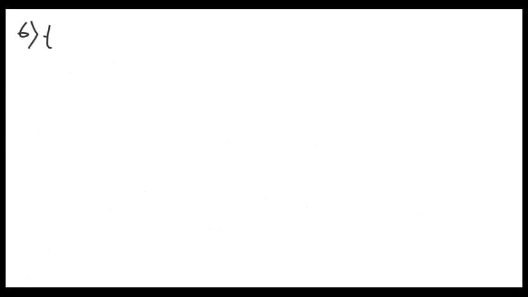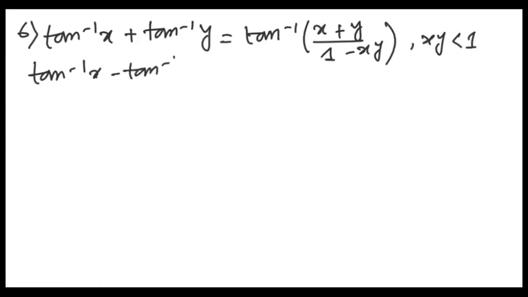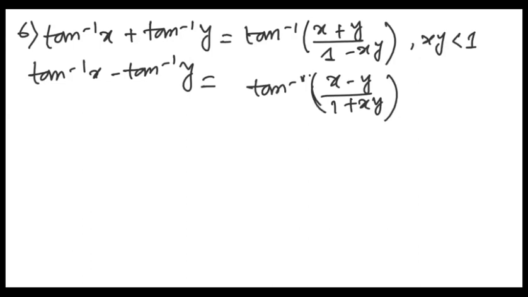Property 6 says tan inverse x plus tan inverse y is equal to tan inverse of (x plus y) divided by (1 minus xy), where xy is less than 1, and also tan inverse x minus tan inverse y is equal to tan inverse of (x minus y) divided by (1 plus xy), where xy is greater than minus 1.